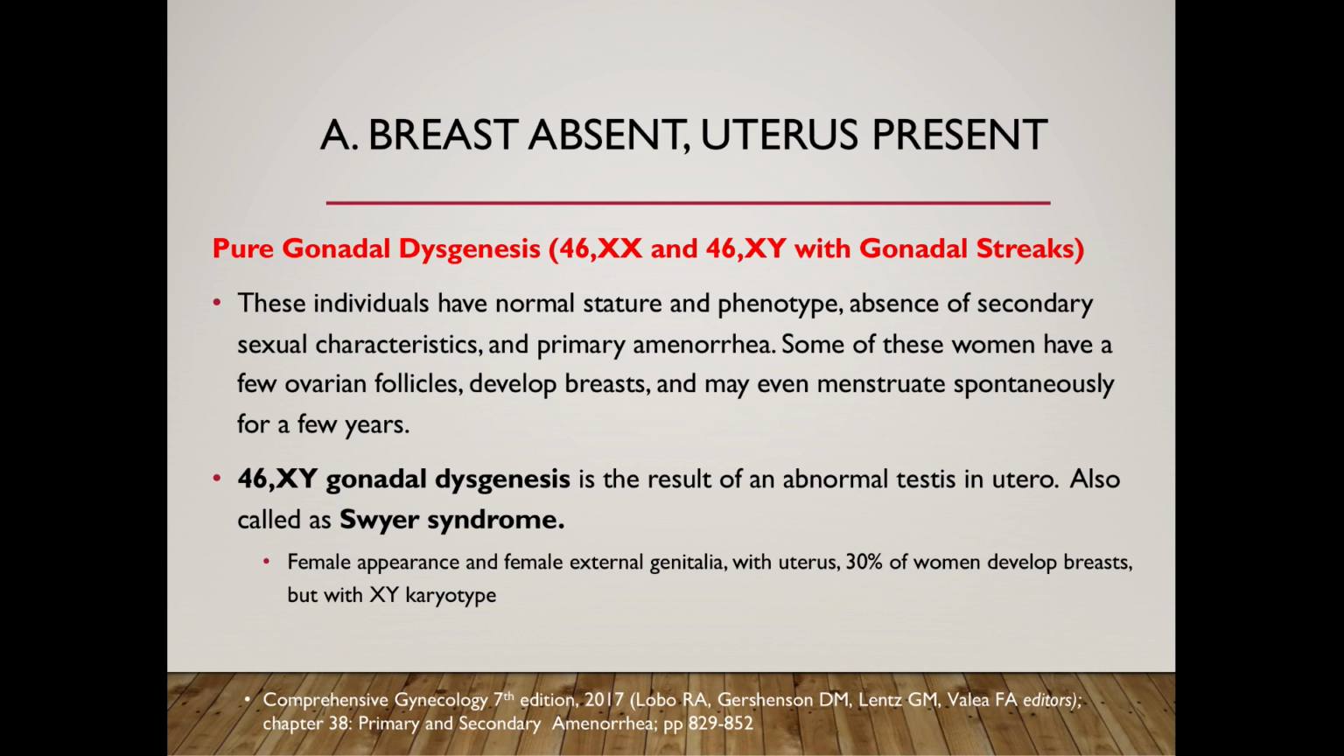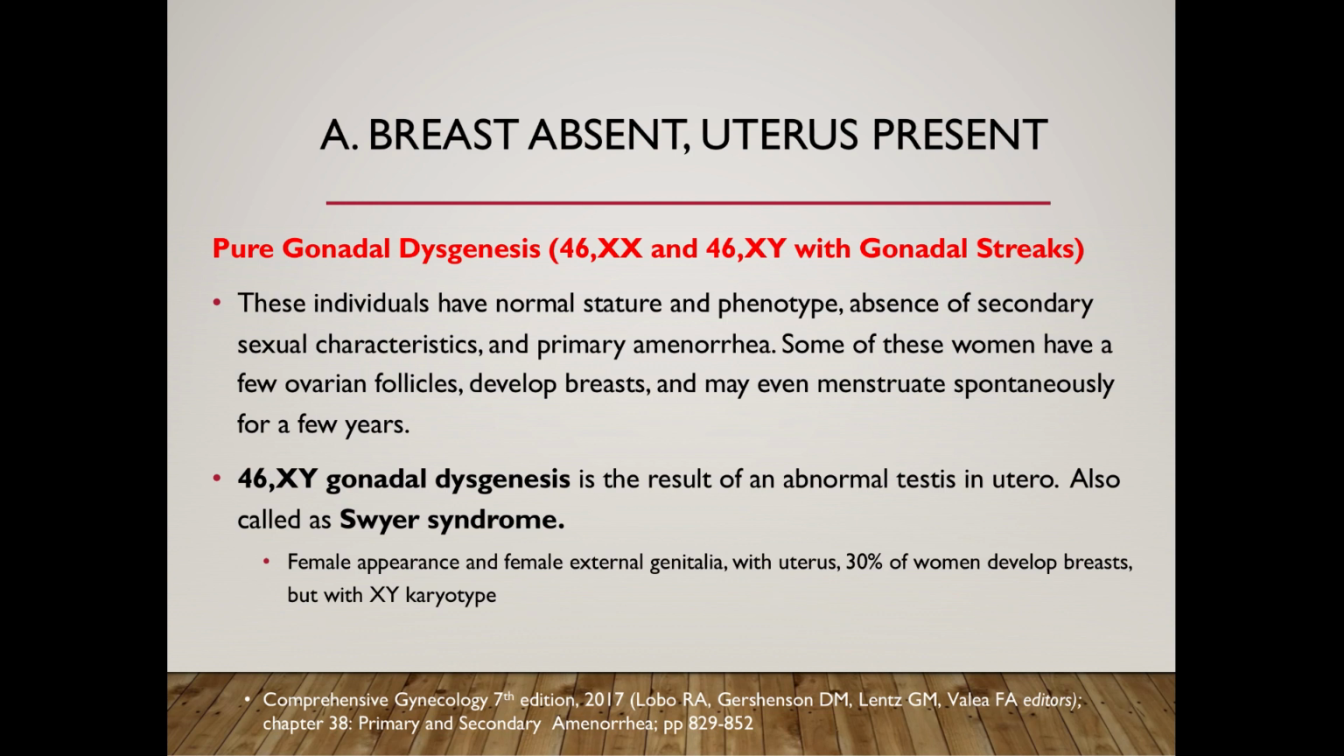These individuals have normal stature and phenotype. There's absence of secondary sexual characteristics and primary amenorrhea. And some of these women have a few ovarian follicles. Sometimes they develop breast and may even menstruate spontaneously for a few years. Now, patients with 46XY karyotype, this is the result of an abnormal testis in utero. And this is what we call Swyer syndrome.